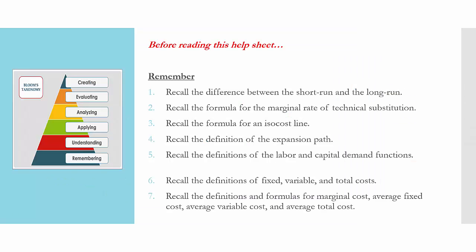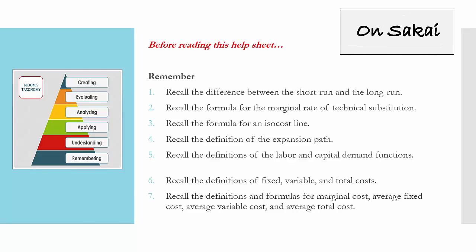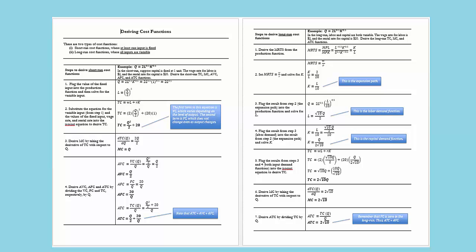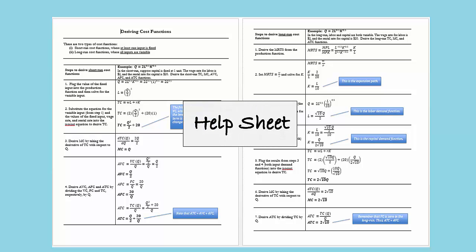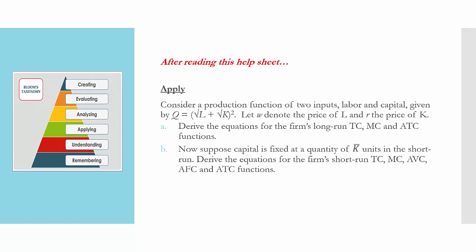Before reading the help sheet, be sure you can recall these concepts and definitions. This list and the others in the help sheet are posted on Sakai. Now you're ready to read and study the help sheet. After doing so, make sure you take time to explain in your own words the steps to derive both the short and long-run cost functions. Now you're ready to get practice applying these steps.